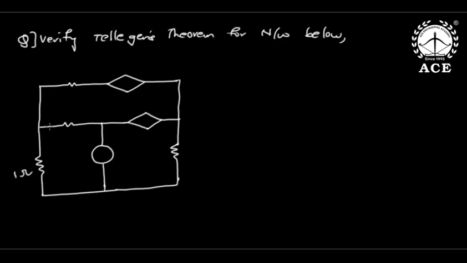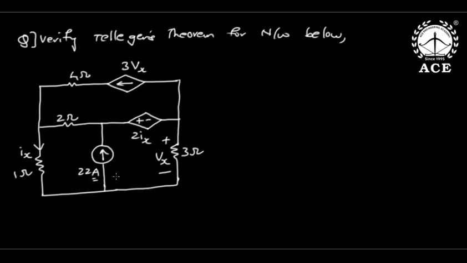This is 1 ohm, 2 ohm, 3 ohm, 4 ohm. This current is Ix, then this is 2Ix. This voltage is Vx, and this is 3Vx. And this current source is 22 amps. Everybody, verify Tellegen's theorem for the network shown below.